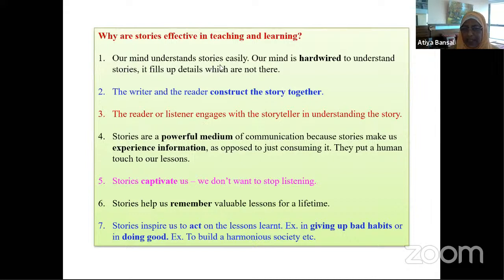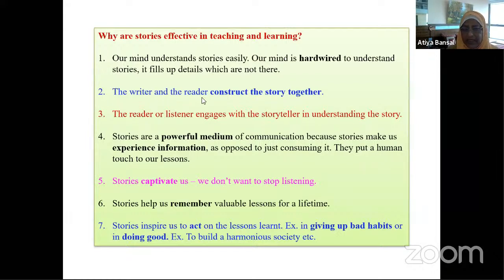Our mind understands stories easily. Our mind is hardwired to understand stories. It fills up details which are not there. So all those details, we didn't know the relationship, we didn't know the reason, but our mind filled it up. That's why stories are so effective in teaching and learning.